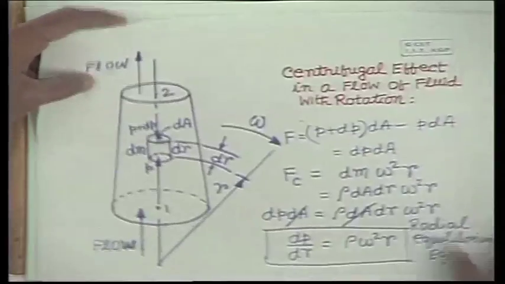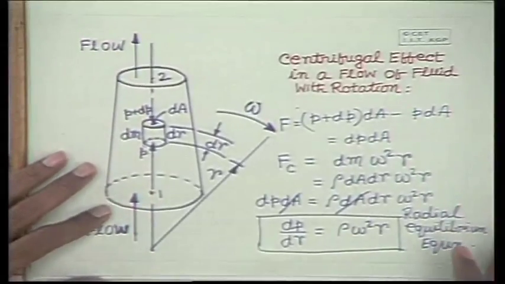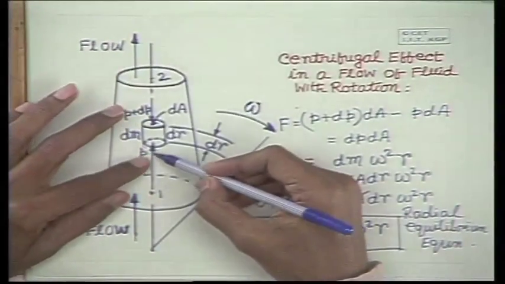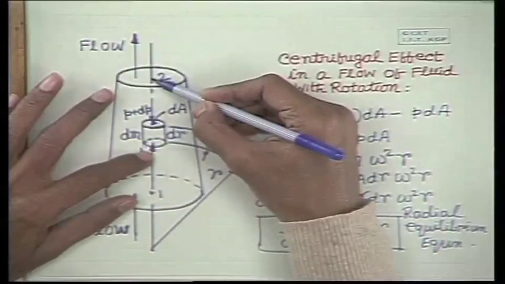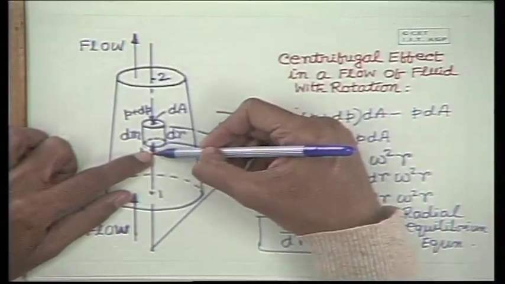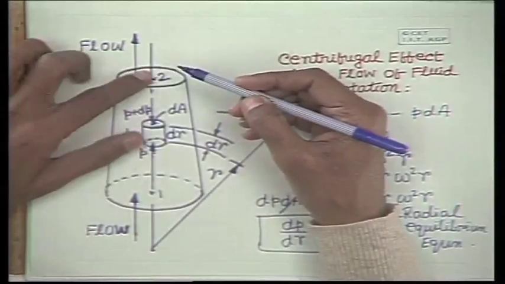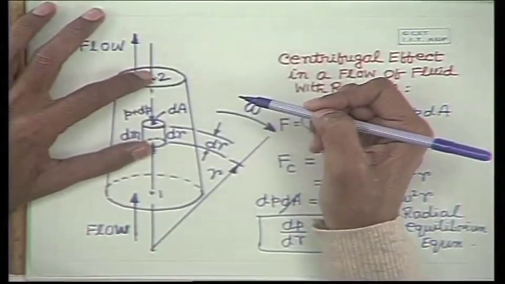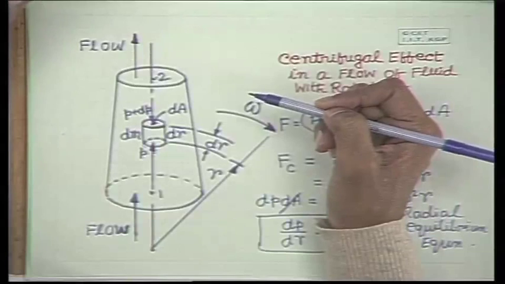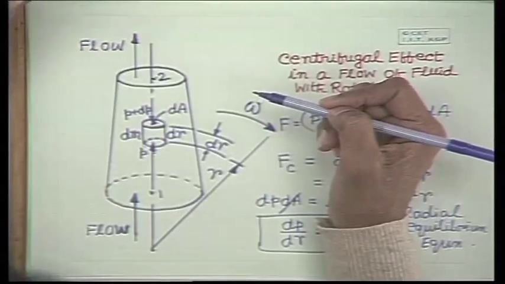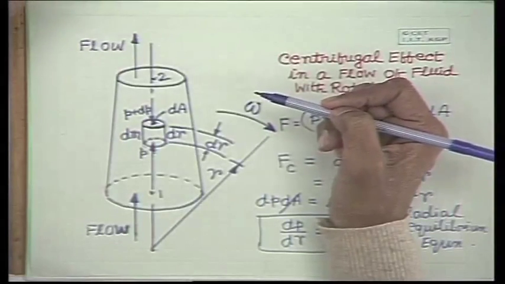So, if we look at this diagram, we can realize from this equation that whenever a fluid moves from this position to this position, that means from an upstream position to a downstream position away from the axis of rotation, work is being imparted on the fluid, and this work is stored in the fluid as energy.